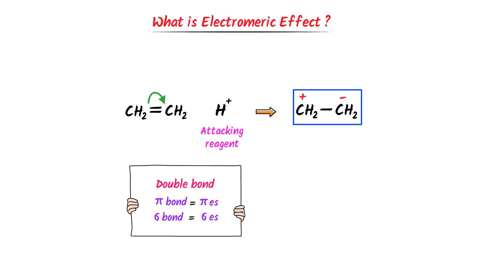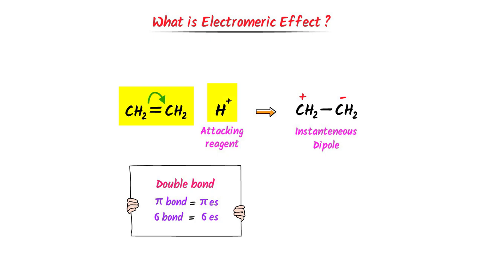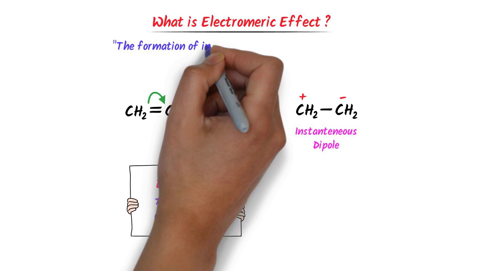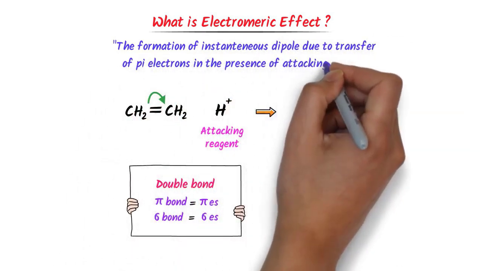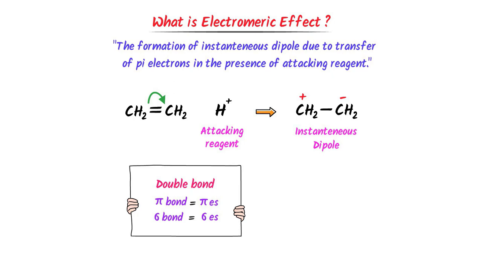Now this alkene becomes an instant dipole. There is one positive pole and one negative pole. We call it an instant dipole. So we say that this alkene becomes an instant dipole due to this attacking reagent. Therefore, we define electromeric effect as the formation of an instant dipole due to transfer of pi electrons in the presence of attacking reagent.